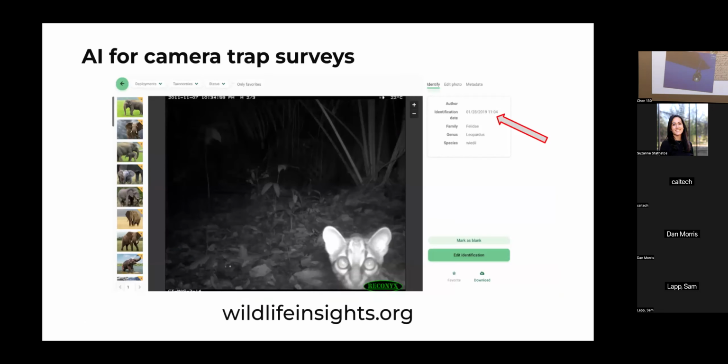So Sarah and I have both done a lot of work on AI for camera trap surveys, and this is the canonical problem of, we know exactly what the right answer is when we look at problems like this.